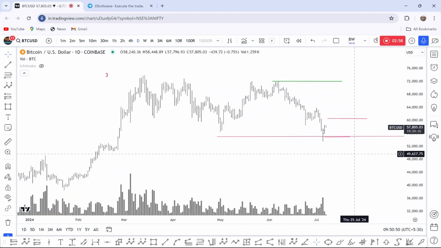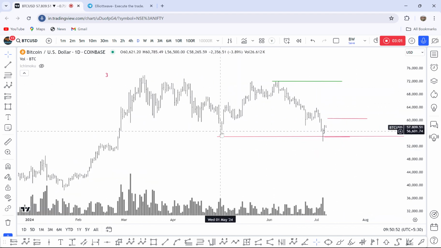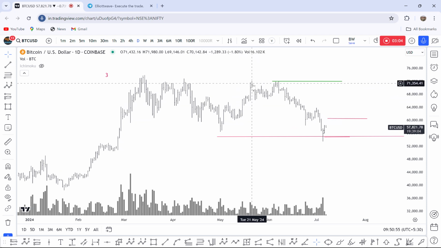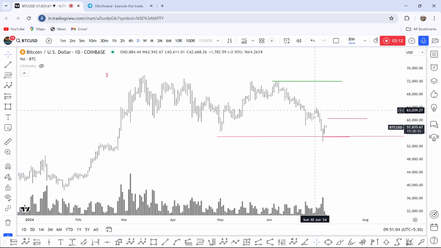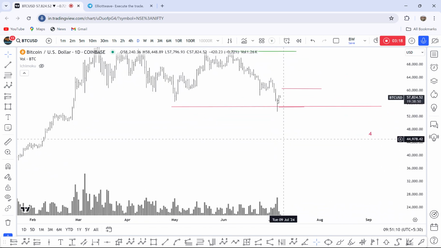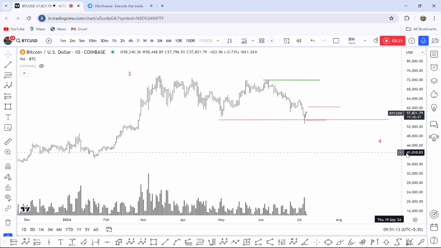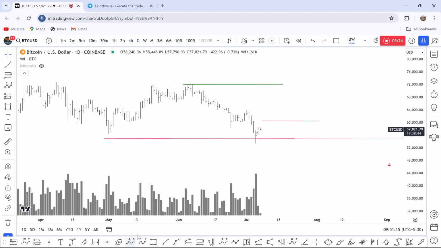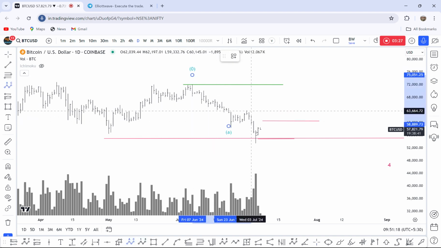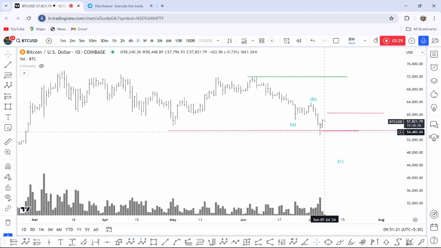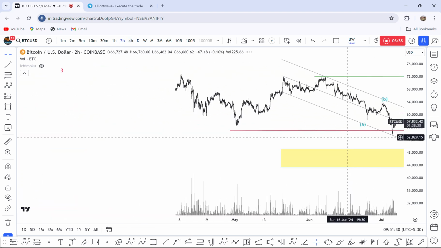You can see this is A, B, C. This A, B, C or C might complete here, and this is the zigzag A, B. This is the personality of the C wave. So where will it finish? Let's check. 0. This is A, B, and C. Here 38.2 percent. Let's check the 2 hour time frame.